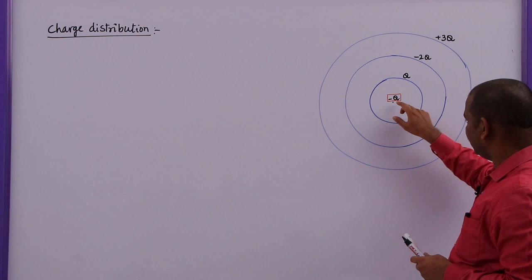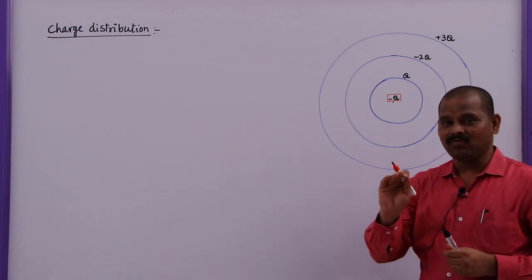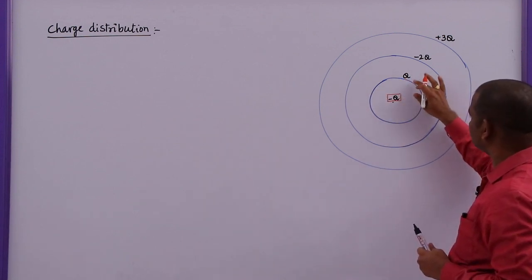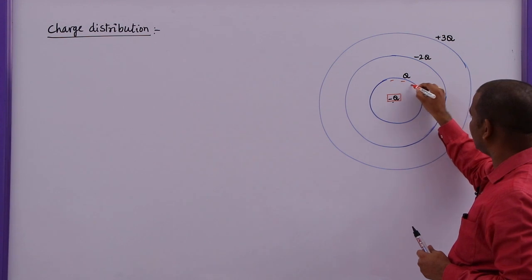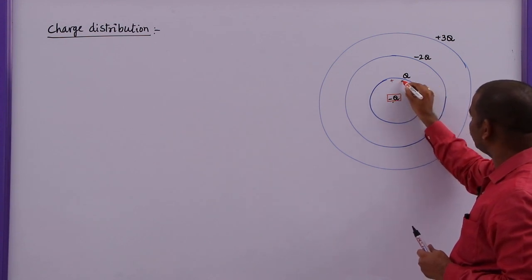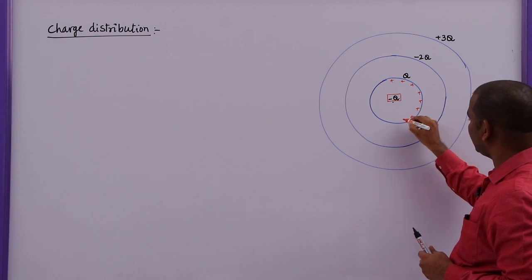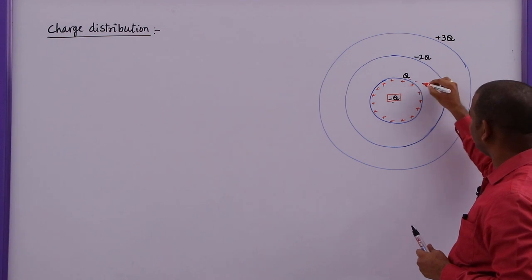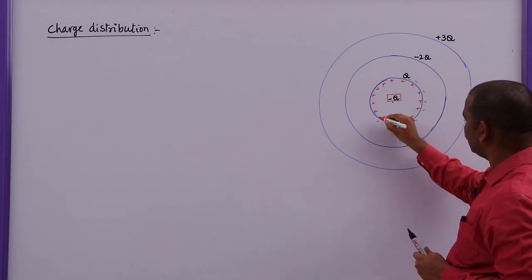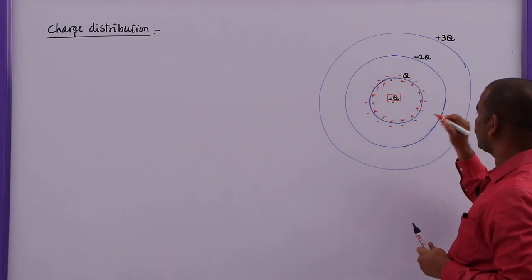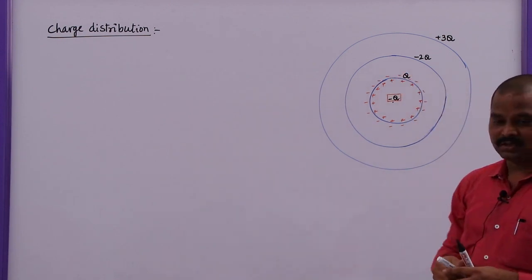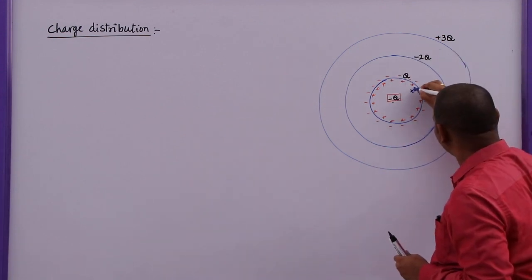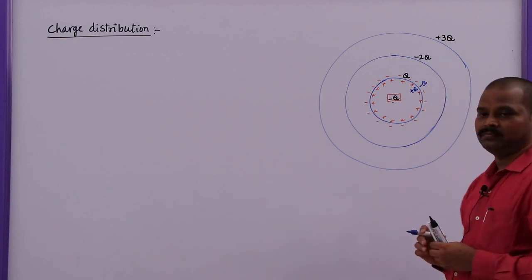We will see. Minus q charge will induce an equal and opposite charge on the inner surface and a similar charge on the outer surface. So what is the charge induced here? As it is negative, a positive charge will be induced on the inner surface of the first shell, and an equal amount of negative charge will be induced on the outer surface like this. So what are these charges? This is plus q, this is minus q.